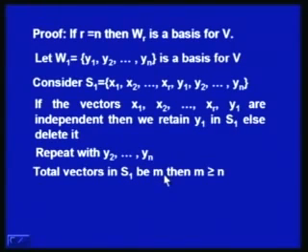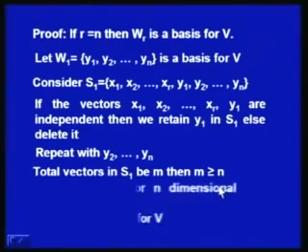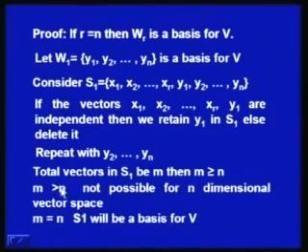So, the total vectors in S1 after this step will be m, say, then m will be greater than or equal to n. But m greater than n is not possible for an n dimensional space, because an n dimensional space will have at most n independent vectors. So, m equal to n is the only possibility, and in that case we say S1 will be a basis for V. So, that is how we have extended the set S1 to form a basis for V.